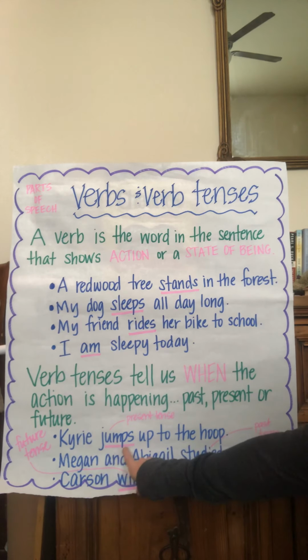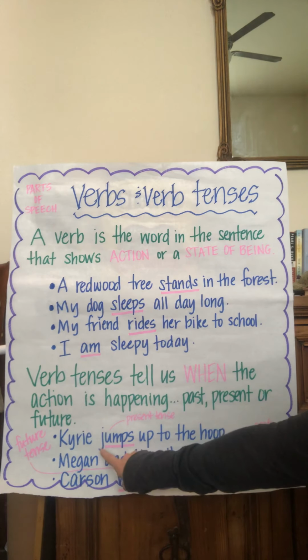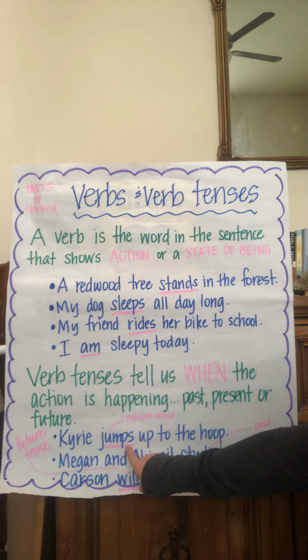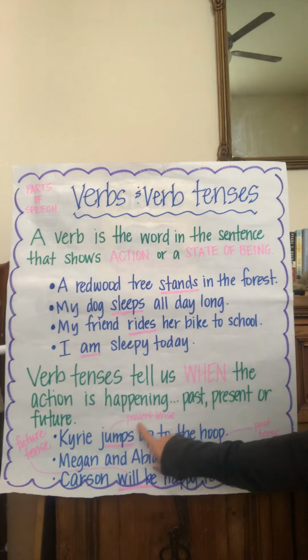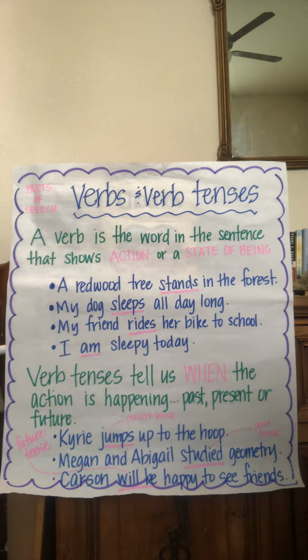Kyrie jumps up to the hoop. With an S at the end, we know that the action verb jump is in the present tense. This sentence indicates that Kyrie is doing this right now. He jumps up to the hoop. That's present tense. That means right now.